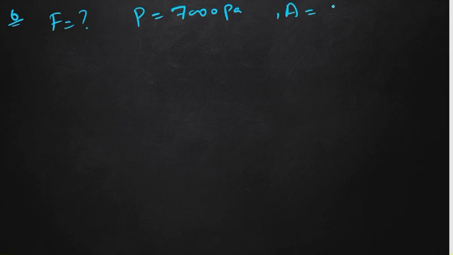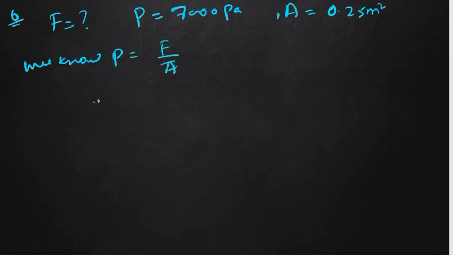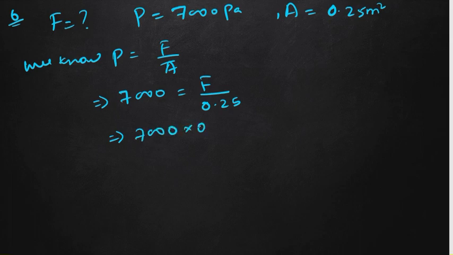Clear? Similarly, you can do question number 6 also. What is the magnitude of force? So we need to calculate the force which produces a pressure. So pressure is given, it is our 7000 Pascal, while acting on a surface area of cross section. So area of cross section is given, that is our 0.25 meter square. So you will use the same formula. So we know what is pressure? P equals F by A. So pressure is 7000, we need to calculate force. Area is given 0.25. So 7000 into 0.25, this will be our force.